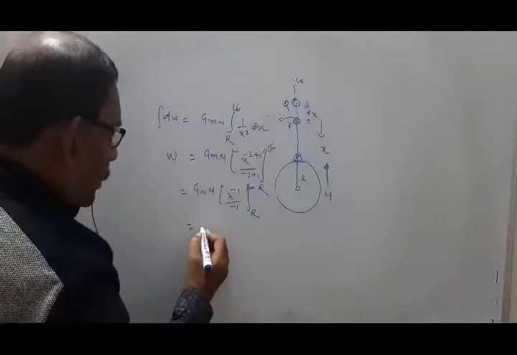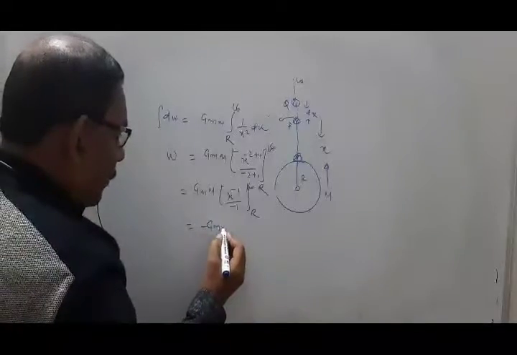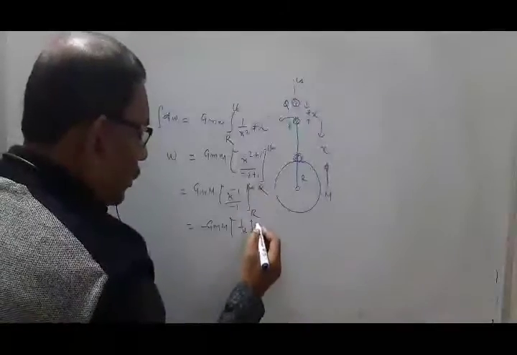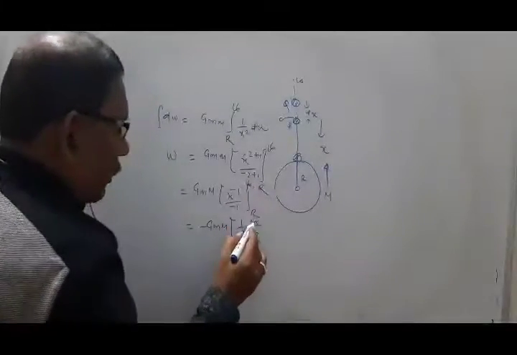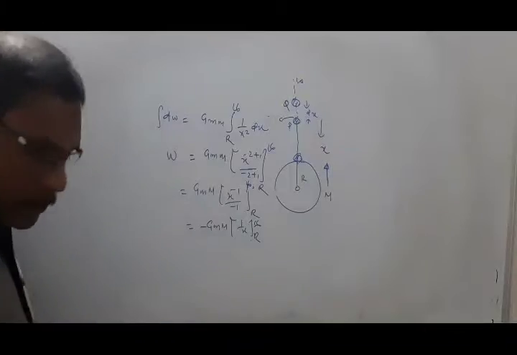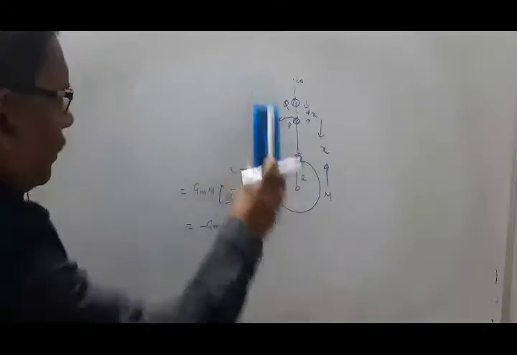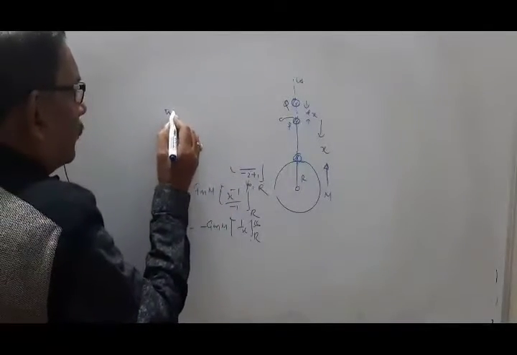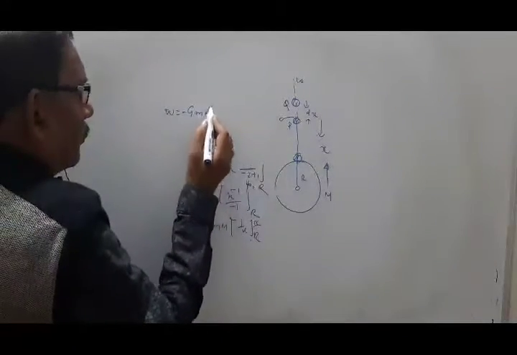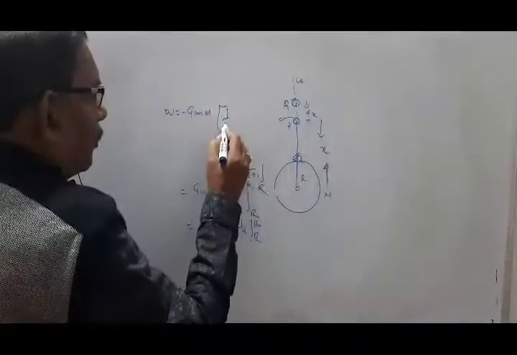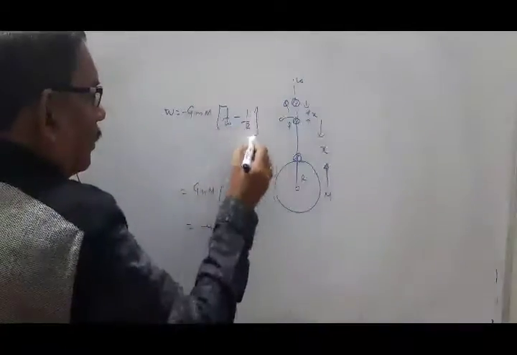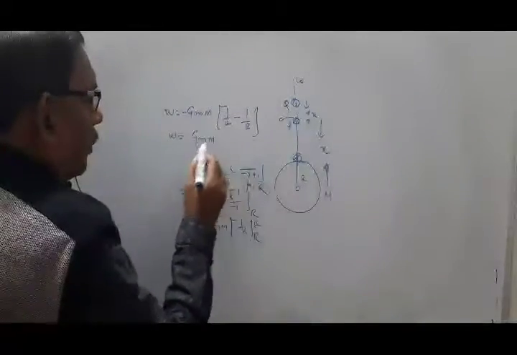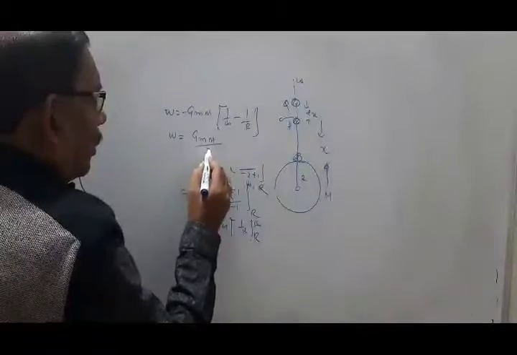It is minus GMm times 1 by x, from r to infinity. Putting upper limit minus lower limit, the equation becomes 1 by infinity minus 1 by r. So W is equal to GMm by r.